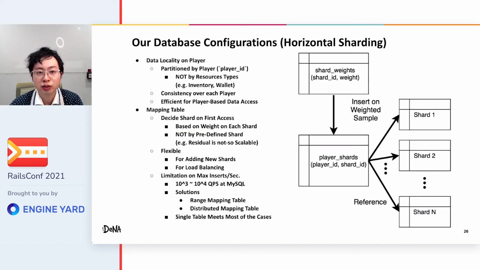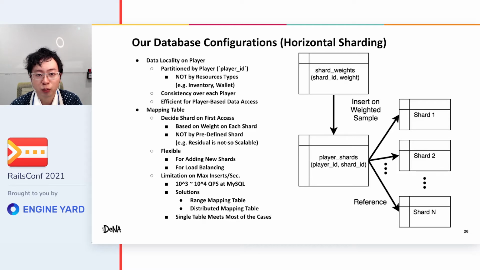This is the horizontal sharding. We take data locality on a player and partition them by player ID, not by resource types. This architecture is effective to hold consistency on each player and efficient for player-based data access.